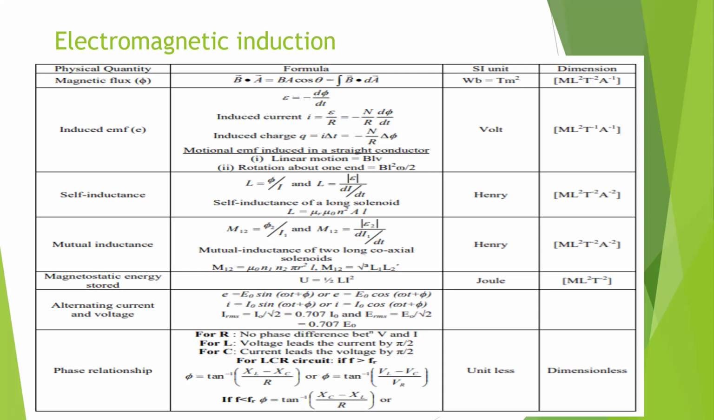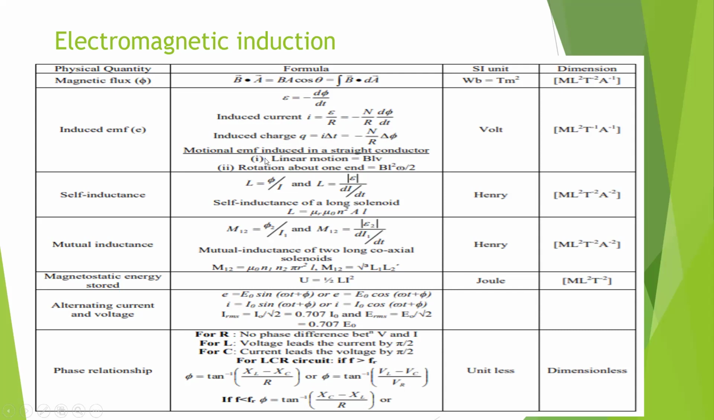Induced EMF epsilon is equal to minus d phi by dt. Induced current I is equal to epsilon by R, which is equal to minus N by R d phi by dt. Here phi is the magnetic flux, so induced EMF is nothing but the differential of the magnetic flux. Induced charge is equal to I delta t, which is minus N by R d phi by dt times delta t, which is nothing but delta phi.